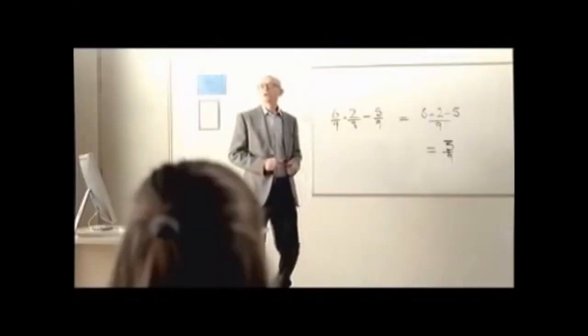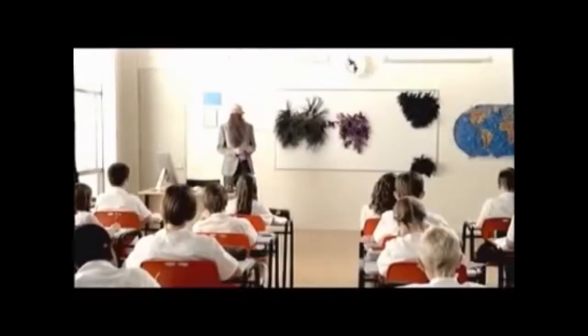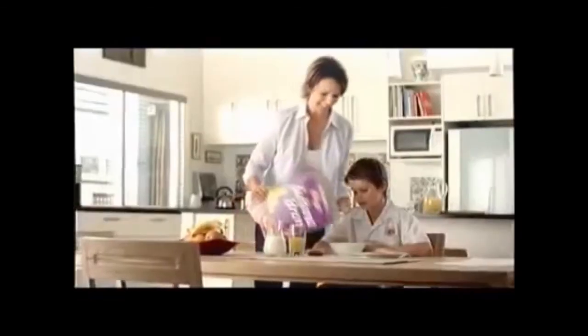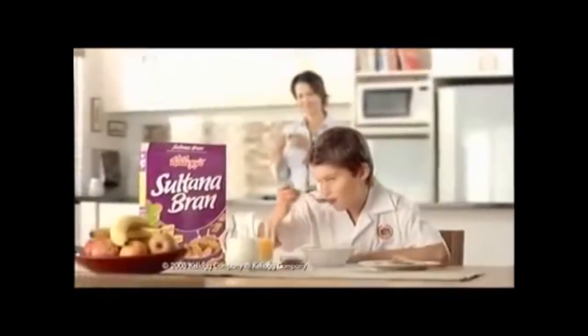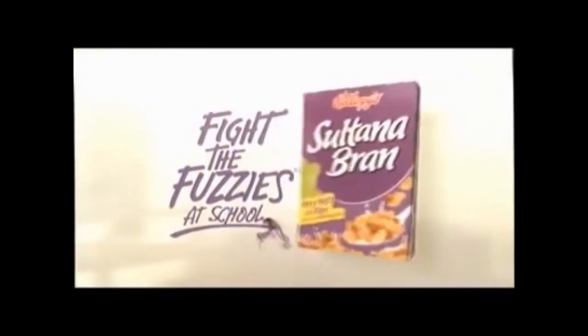Right, class, so picking up on yesterday's exercises with the addition and subtraction of fractions. 6/9. When kids don't have breakfast in the morning, things can get a bit fuzzy in the classroom. But research shows that a nutritious breakfast, like great tasting Sultana Bran, with filling fibre and whole grains, can help kids stay focused. We add or subtract. Kellogg's Sultana Bran. Fight the fuzzies at school.